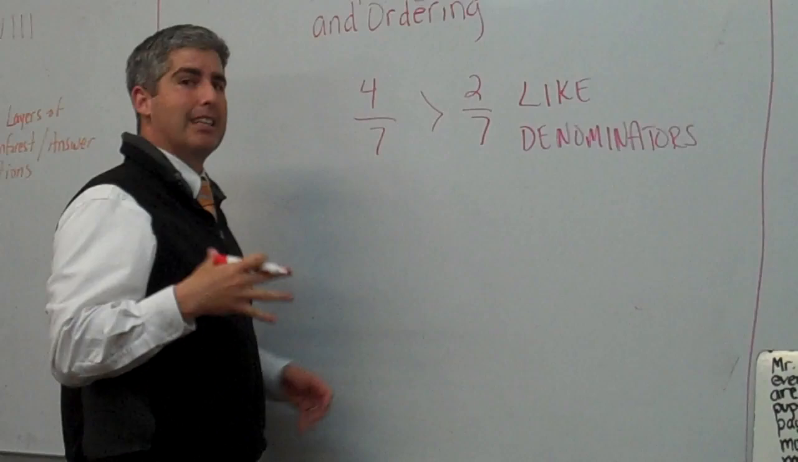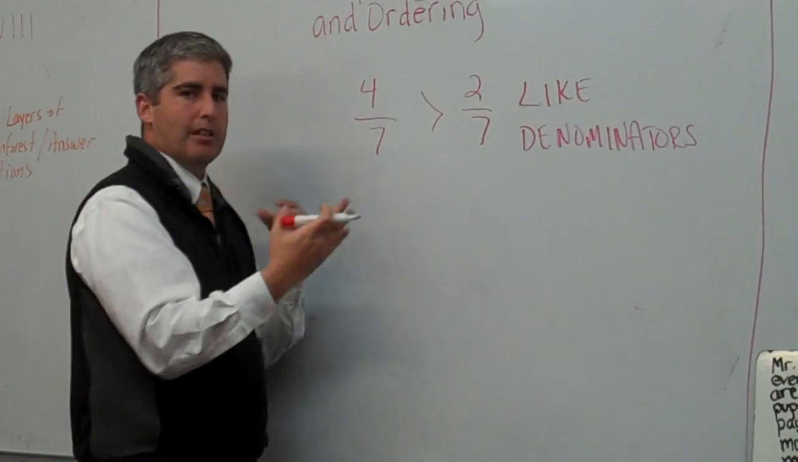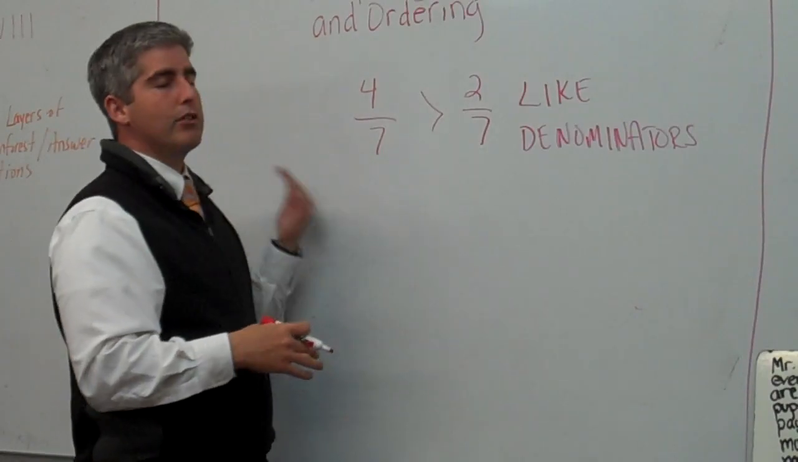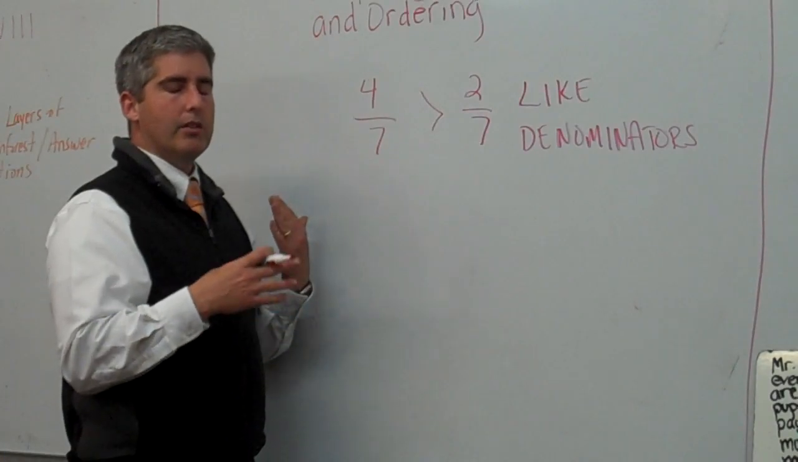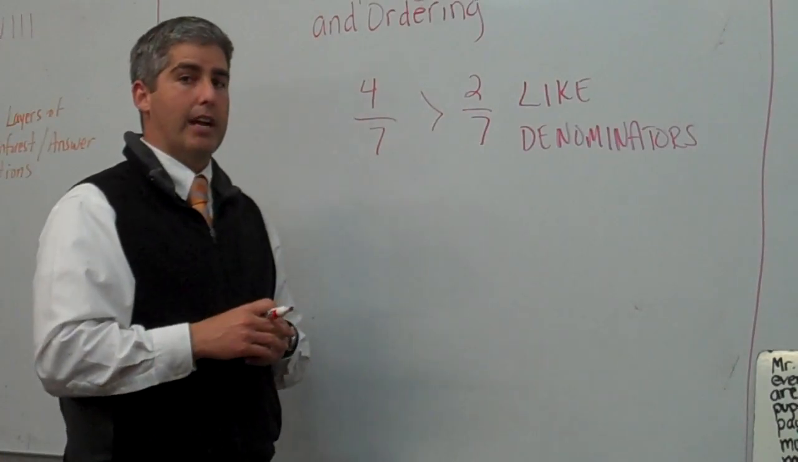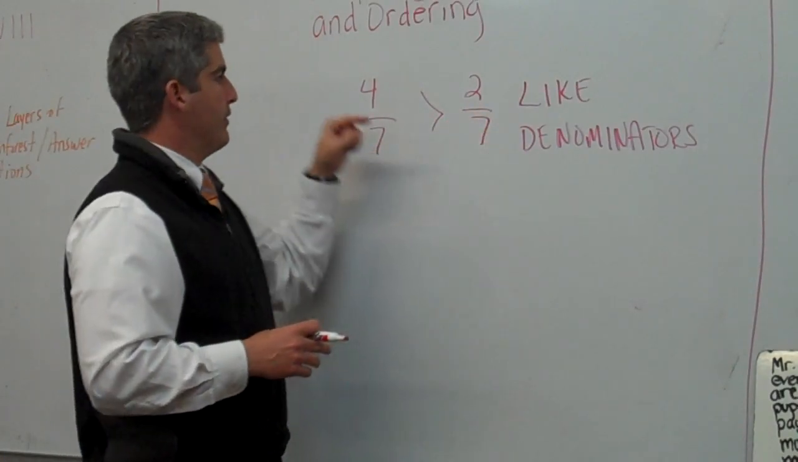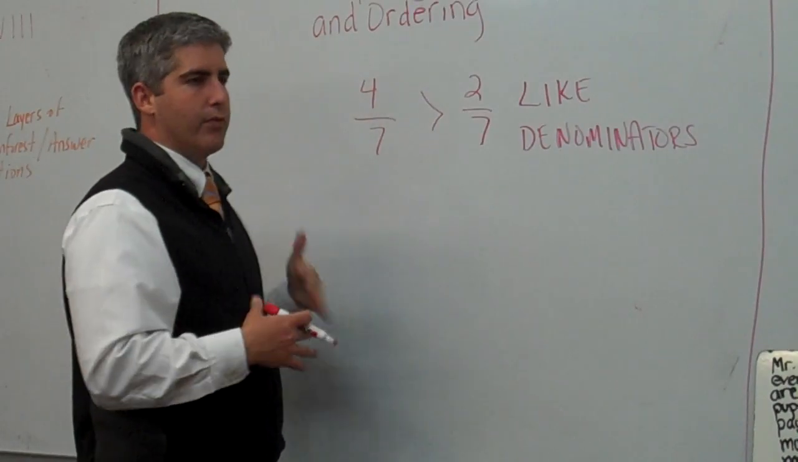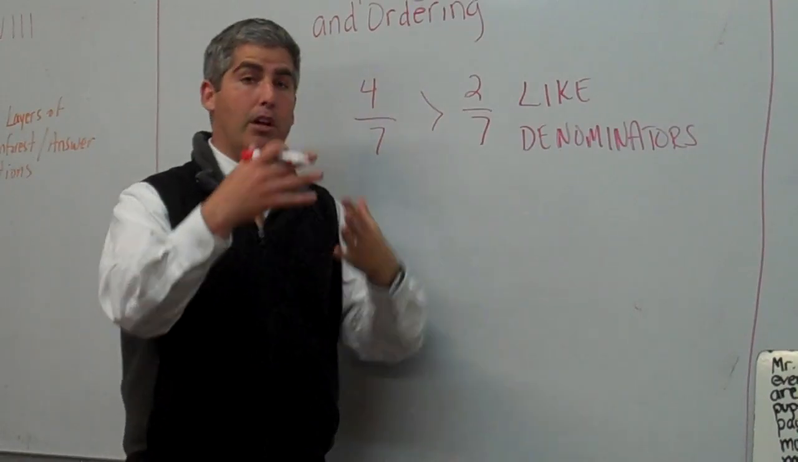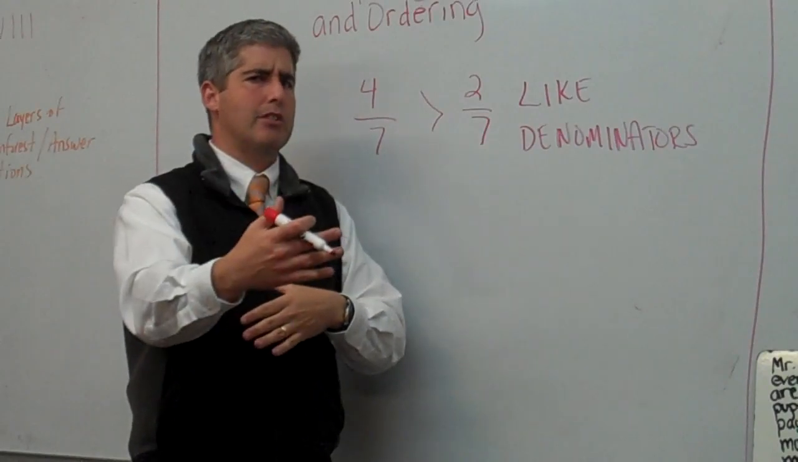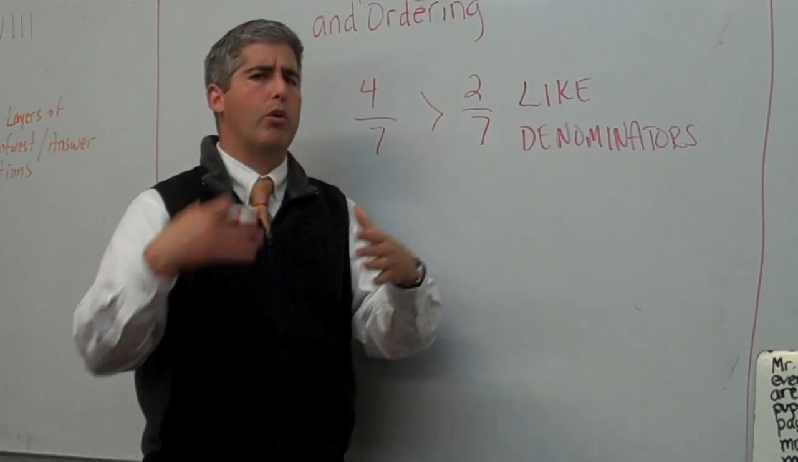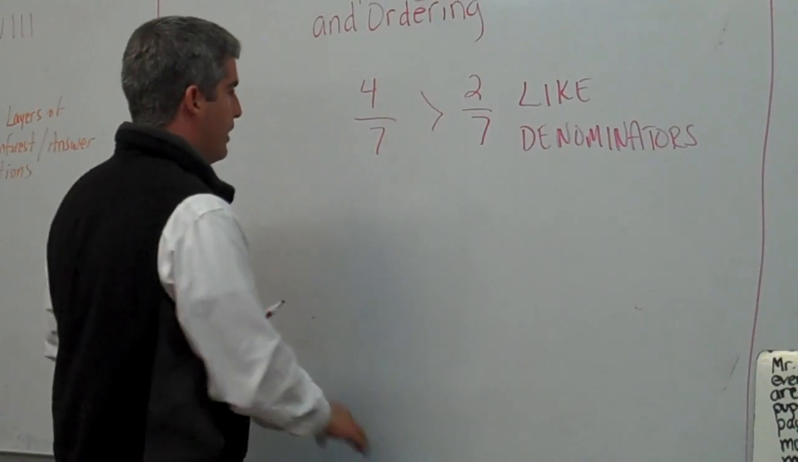And that should make sense because you're talking about sevenths. They're both sevenths. So with like numerators, the smaller denominator is the larger fraction. And with like denominators, the larger numerator is the larger fraction. Again, I'll have this in writing in the blog, in the post either prior to this video or after this video. I'm not sure how it's going to line up.